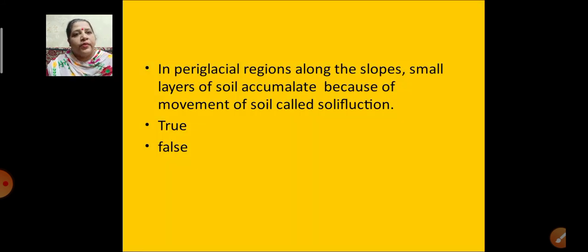Next. In periglacial regions along the slopes, small layers of soil accumulate because of the movement of soil called solifluction. So you have to tell me whether this statement or definition is true or false. In periglacial regions along the slopes, small layers of soil accumulate. Why does it accumulate? Because of the movement of soil, and this process is called solifluction. Is it true or false? Yes, it is true.